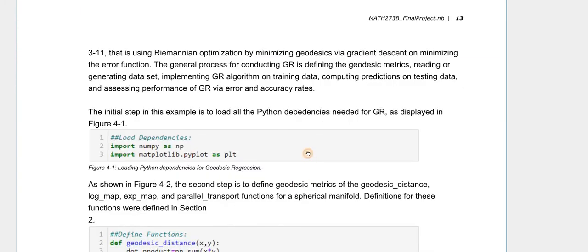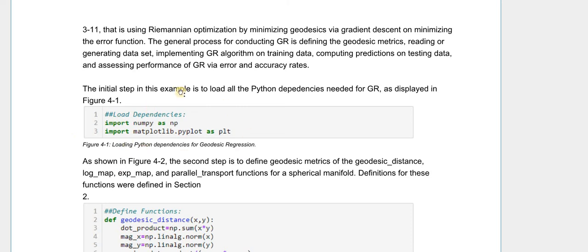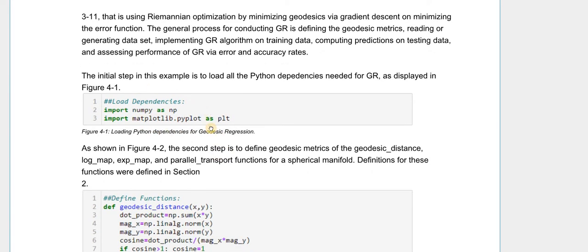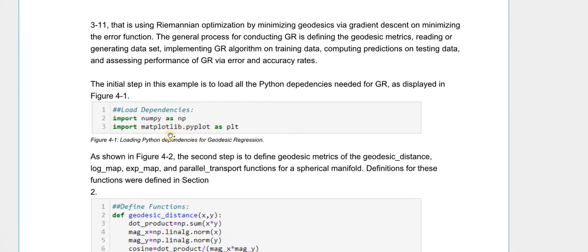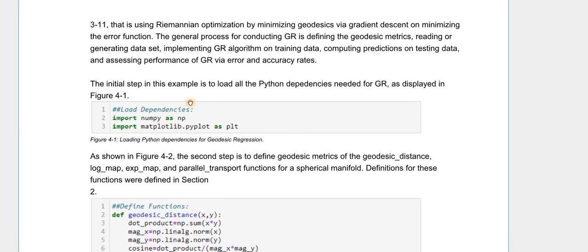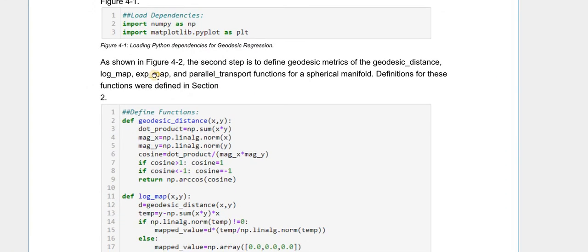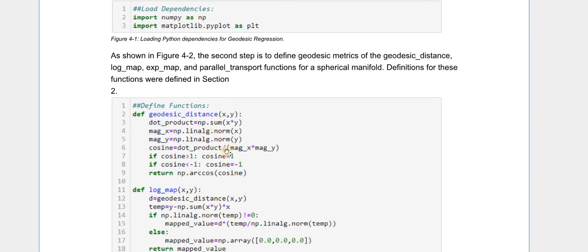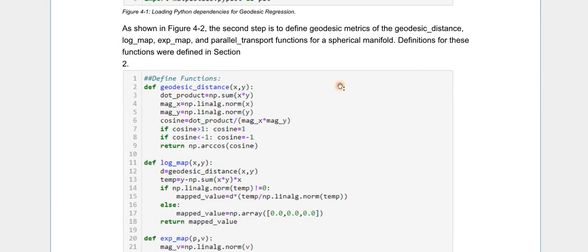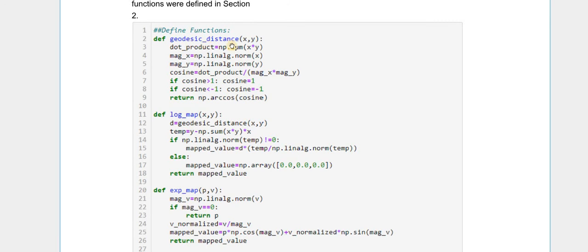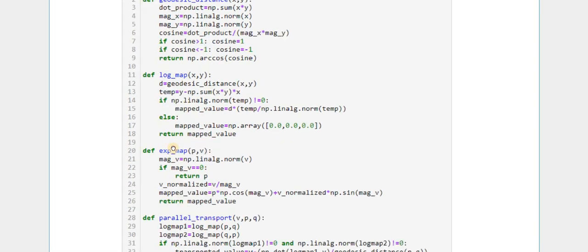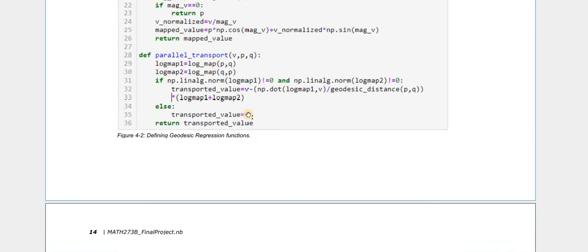So the very first thing that we will do is load up the dependencies. The ones that we're going to be using for this case study are NumPy and Matplotlib. I believe I didn't actually use Matplotlib here, but I could have plotted it, but mainly NumPy. And then the second step here is to define the metrics, the geodesic metrics that we just defined: geodesic distance, log map, exponential map, and parallel transport.